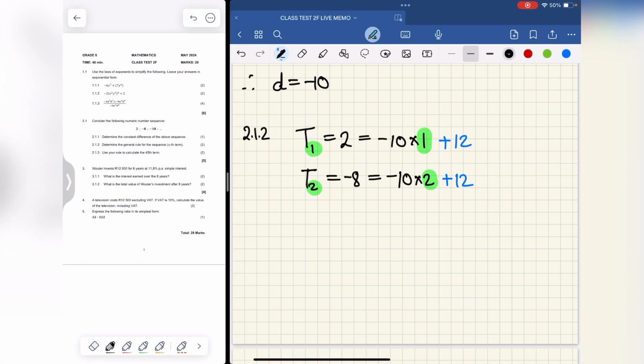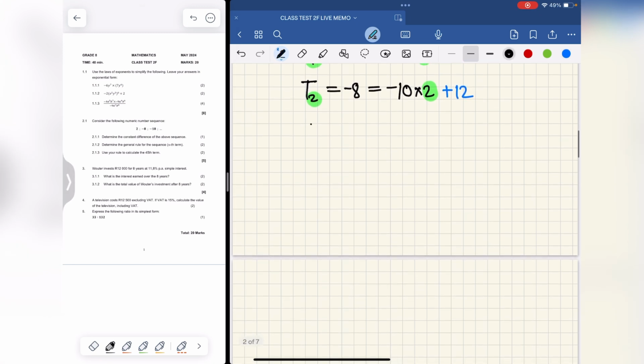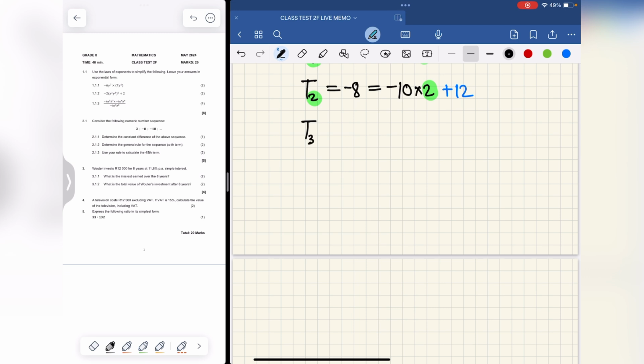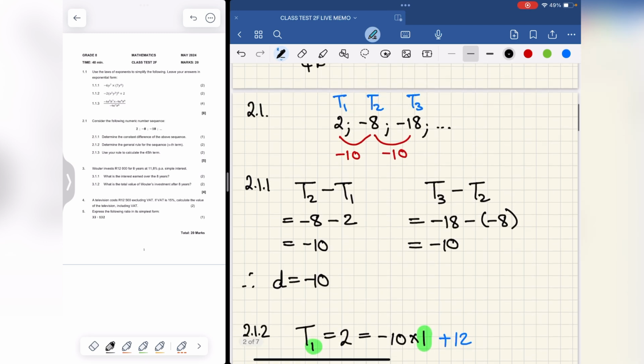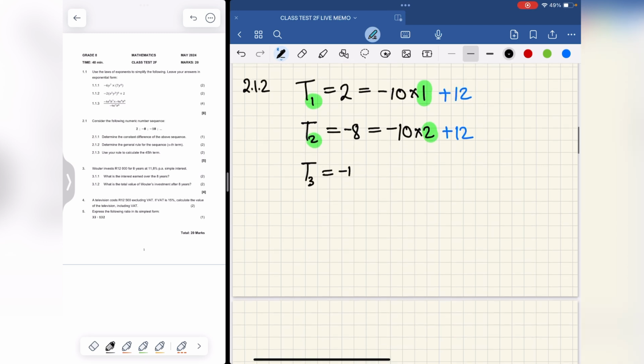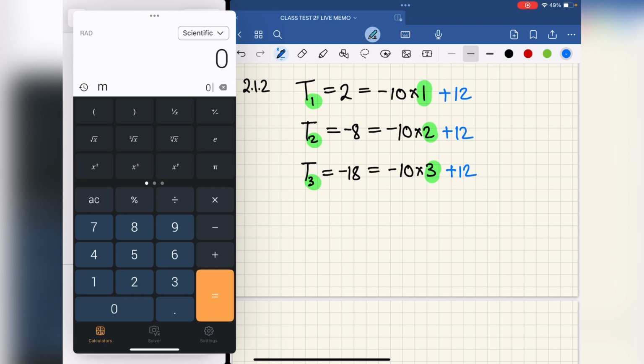And I'm going to do it once more for the third term. So term 3 is equal to negative 18. And I'll take my constant difference of negative 10 multiplied by the position, which is 3. And I know that if I add 12, it will work. Let's see once more. So negative 10 times 3 is negative 30. If I add 12, I'll get negative 18.